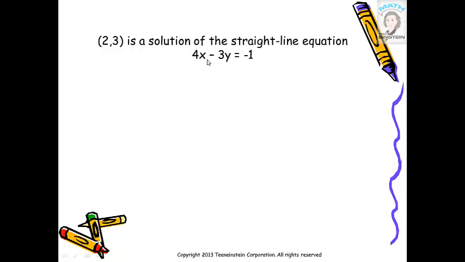It has many solutions. You can substitute innumerable values for x and y, but satisfying this condition 4x minus 3y equal to minus 1, you will get infinite solutions. Out of the infinite solutions, (2, 3) is one of them. Or I can say, for 4x minus 3y equal to minus 1, if I graph it, that graph will pass through the point (2, 3).